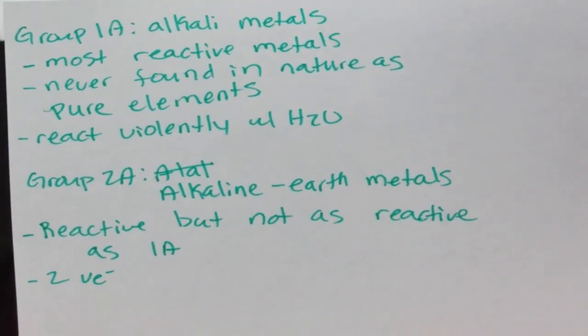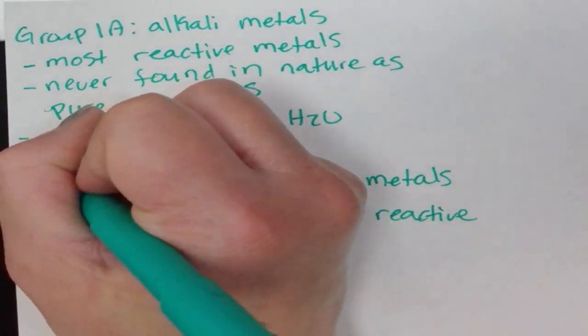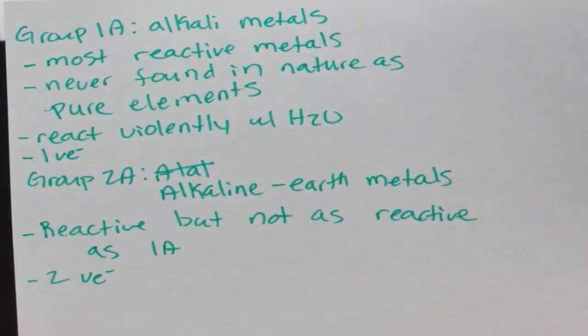And group 1A, let's talk about their valence electrons. Let's write that down. They have 1 valence electron. So they are still pretty reactive.